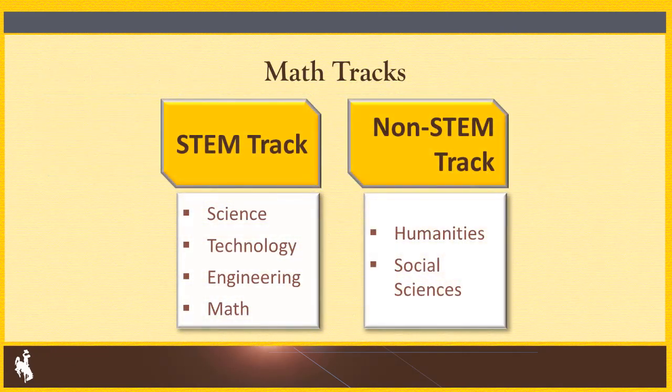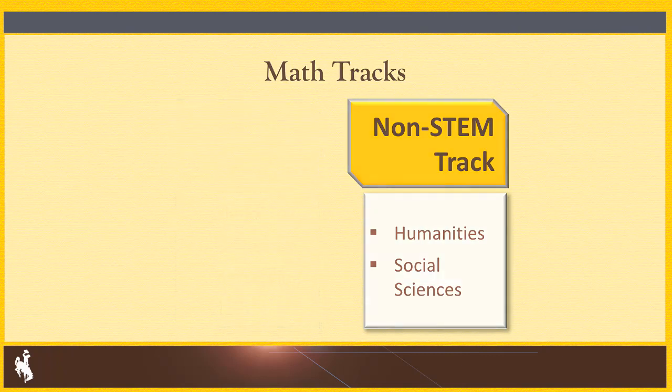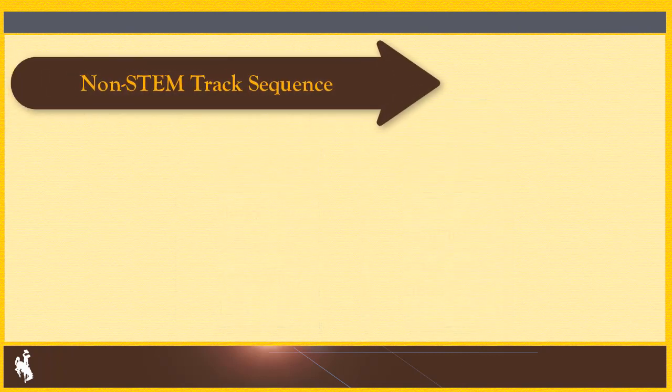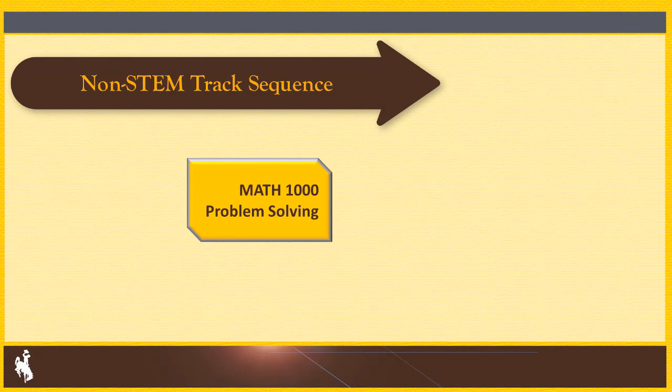Now let's take a look at the non-STEM math requirements. Students who are interested in non-STEM majors in the humanities and social sciences can follow the sequence for non-STEM math courses, which typically starts with Math 1000, Problem Solving. The prerequisite for Math 1000 can be met with a 2 MPE, a 21 Math ACT, or a C or higher in Math 921, Basics of Algebra 1.